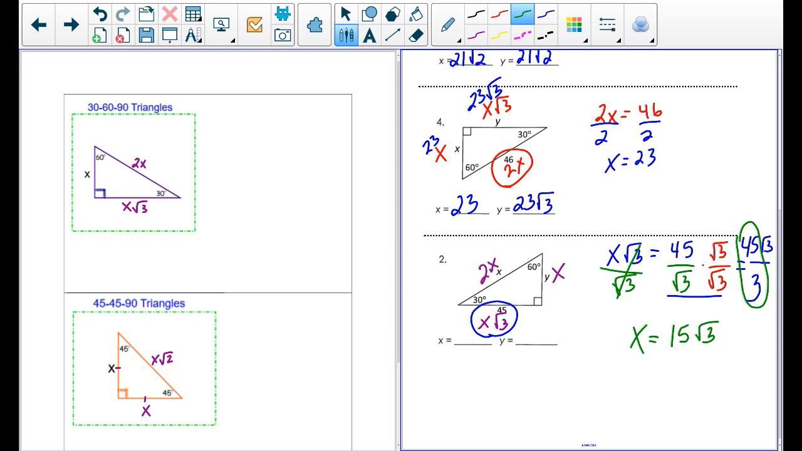So now I'm just going to plug this back in to my ratios. So 15 square root of 3. And again, 2 times that. If I double 15, what do I get? Double 15, I get 30. So 2 times 15 is 30 square root of 3. So those are my 2 answers. So x is 30 square root of 3, y is 15 square root of 3. Okay?